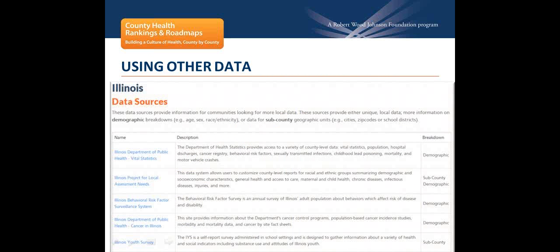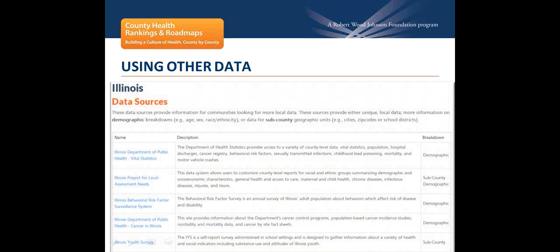So the rankings are just a starting point for assessing your county's health. Depending on which state you live in, there may be more current data available, or there may be data for important drivers of health that are not included in the rankings. Visit your state homepage to look for other sources of data to help you examine progress.